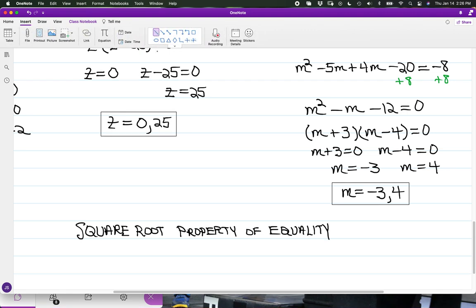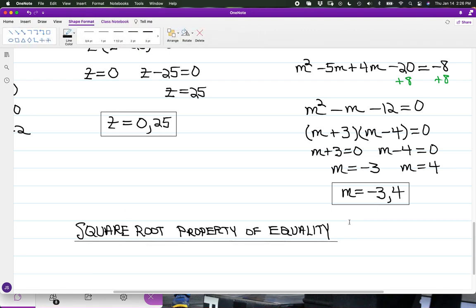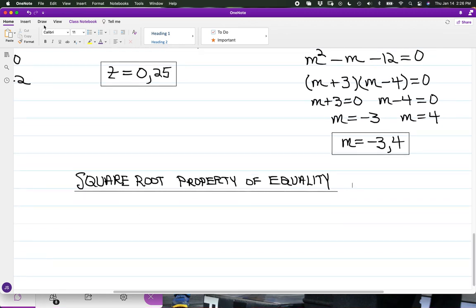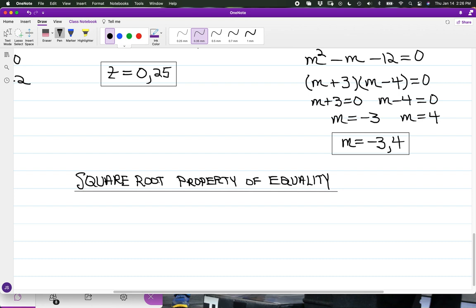And in the case of the square root property of equality, and this is a different approach from the zero product property. It states that if you have the square of an expression set equal to a value, say x squared is equal to p.